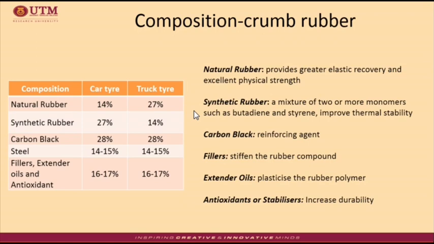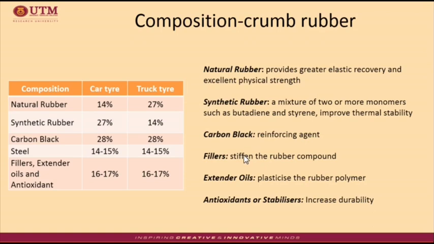And then we have synthetic rubber. Synthetic rubber is a mixture of two or more monomers such as butadiene and styrene, for example SBR, styrene butadiene rubber. It has widespread application in car tires in order to improve the thermal stability of the tire compound. Next is carbon black. Carbon black is a type of reinforcing agent which is believed to add reinforcing properties to the asphalt binder.